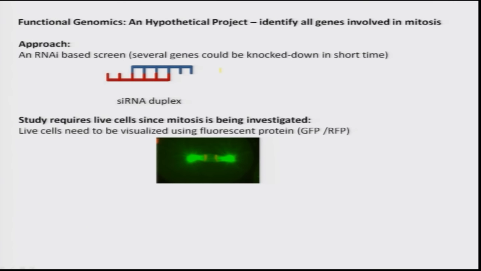Second, this requires live cells, because I am studying a process which cannot be studied in a dead cell. In the sense, I am talking about cell division. So I have to look at cells that divide. So that division is a process that I am going to score for. So I should be able to look at cells that are live. So how will you do? Normally when you talk about microscopy, it is difficult to stain cells unless you have fixed them and you are using some antibody and so on. So therefore, you have to come up with ways.